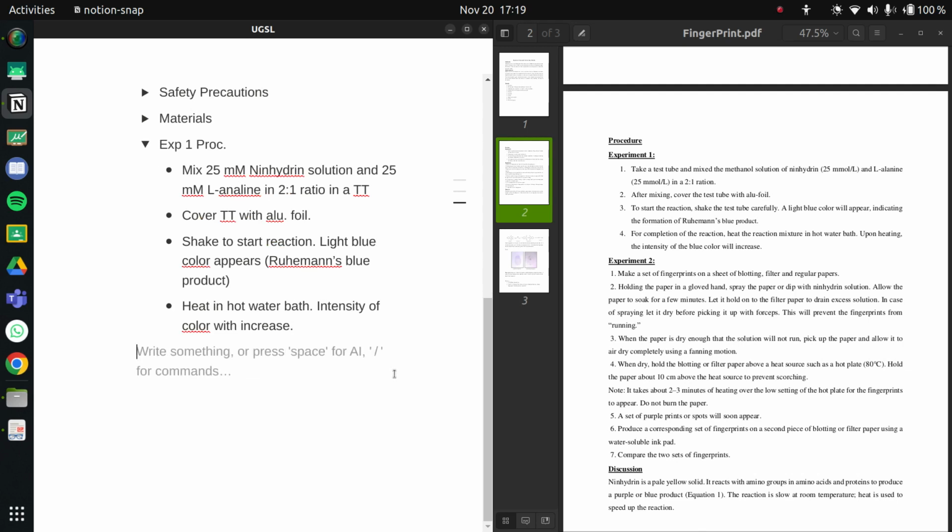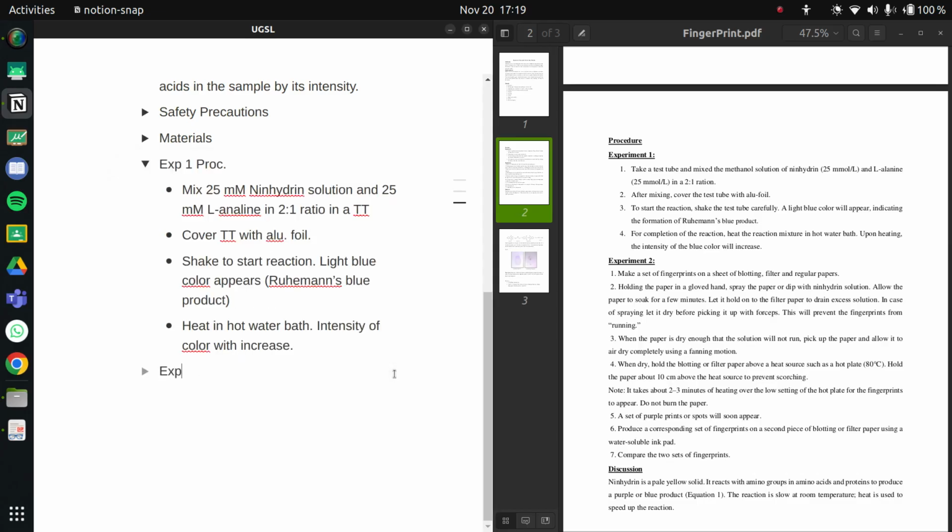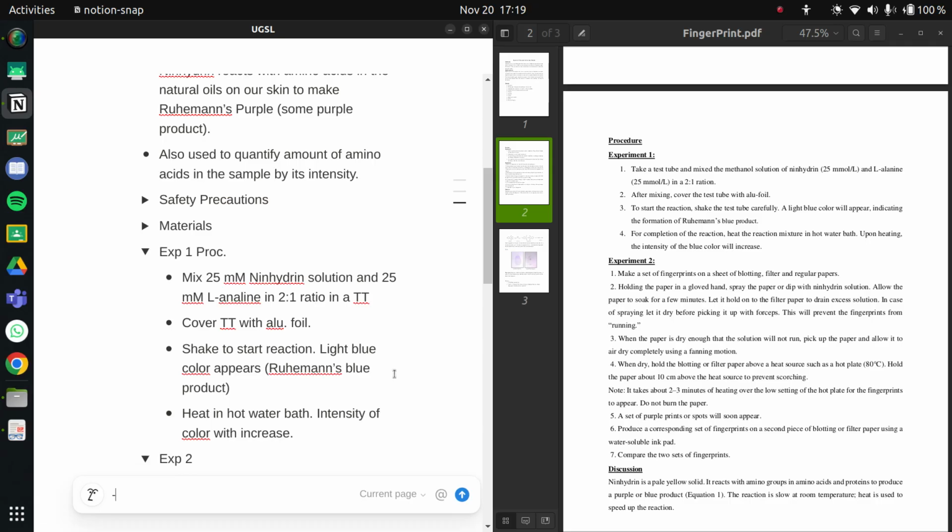Right, that's experiment 1. That was pretty lame, I don't know. Then you got experiment 2, so this is the fingerprint stuff. I don't want this, sorry. Okay, so this is the fingerprint stuff.